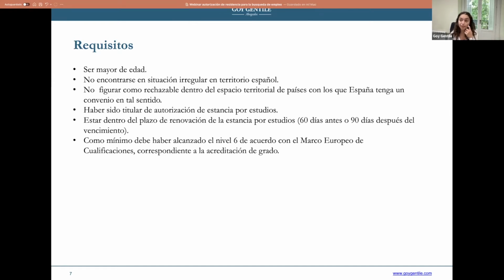Y por último, otro de los requisitos esenciales para la autorización de la búsqueda de empleo es tener una titulación académica que se encuentre, como aparece ahí en la diapositiva, en el nivel 6 de acuerdo con el marco europeo de cualificaciones. Esto es básicamente que se encuentre calificada como la superación de unos estudios superiores de carácter oficial y, por lo tanto, va a tener que estar reconocido por el Ministerio de Universidades. Esto es un requisito esencial, ya que si nuestro título no cumple con esta característica, no tendremos la posibilidad de solicitar este tipo de autorización de residencia.